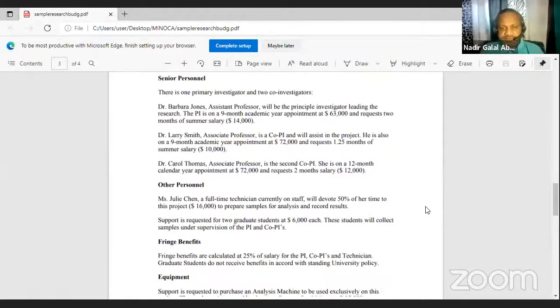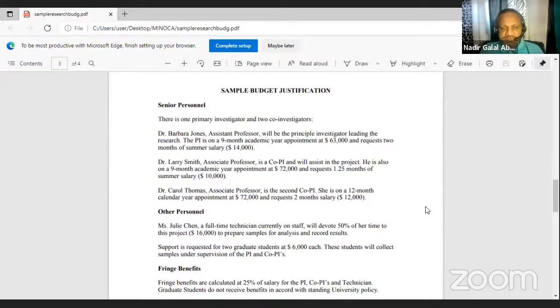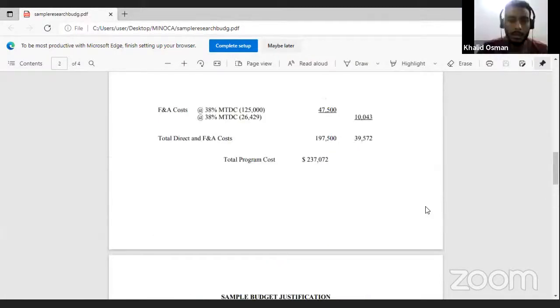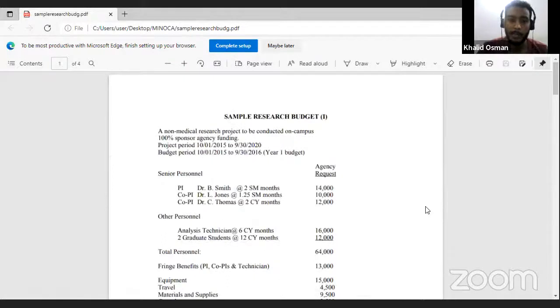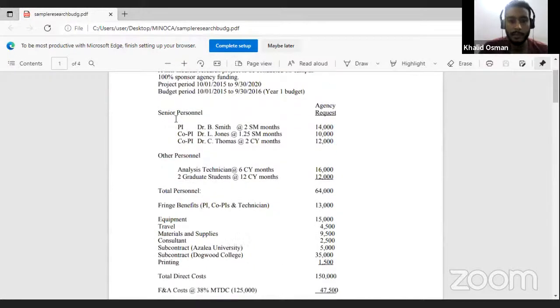Yes. Okay, great. So this is an example of a research budget. As you can see here, these are personnel costs. This is the principal investigator. These are 4 PIs. This is the amount they request for their wages.